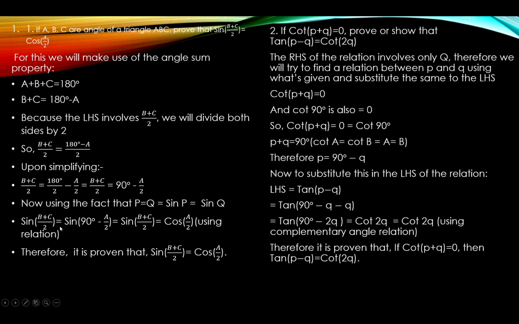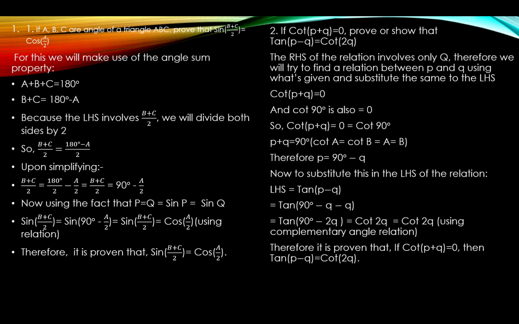I actually get that sine (90 minus A by 2) is equal to cos A by 2. So sine (B plus C) by 2 is equal to sine (90 minus A by 2), which is none other than cos A by 2, because if I use the complementary angle relation in sine (B plus C) by 2, I get cos A by 2. I know it's a bit confusing, but you can again pause the video or play back the video for some time to clear your confusion.